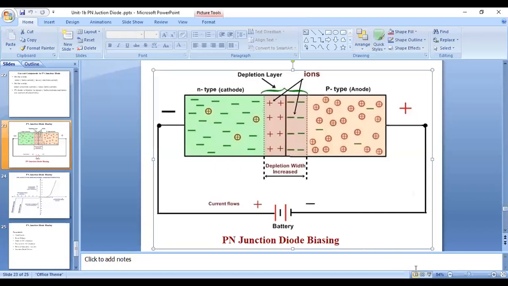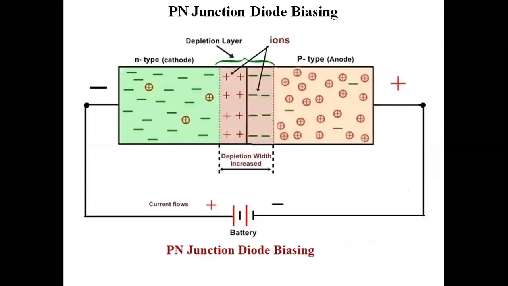Okay, right. I will give a brief idea regarding this topic. First, you see this one, PN junction diode biasing. This is the actual concept. Later on, we will go to the theory. Please mute your audio.